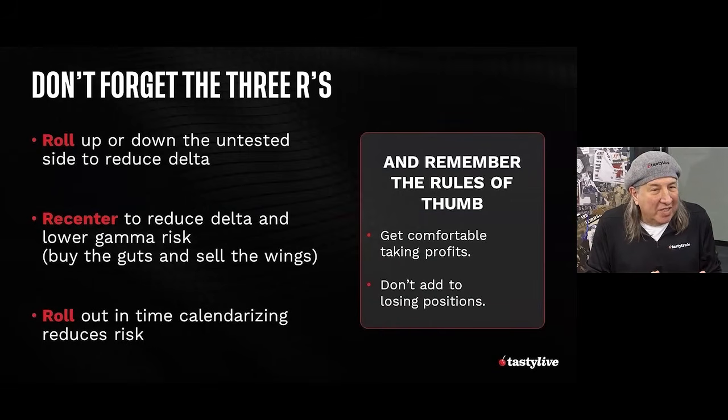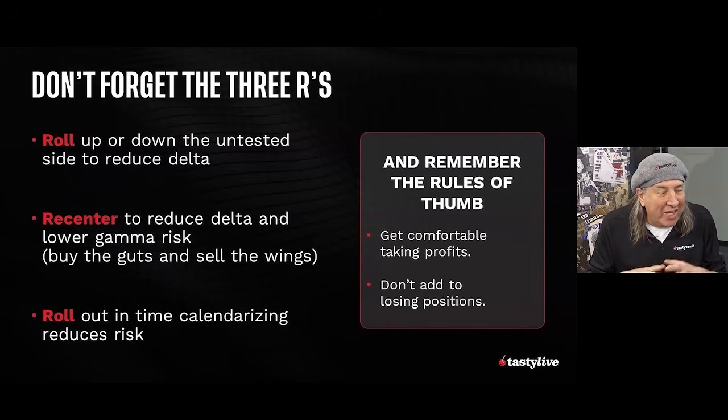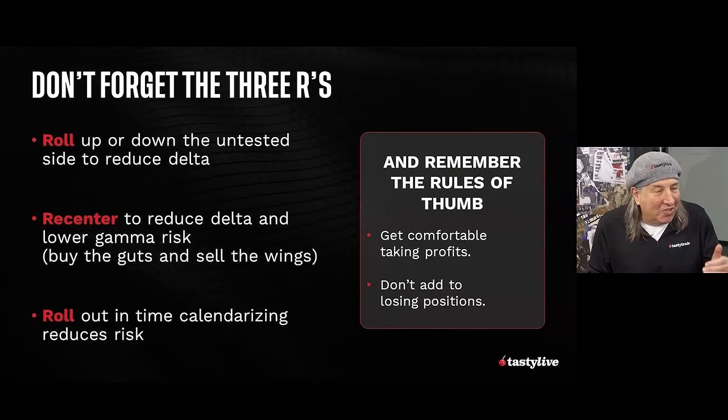The first thing, don't forget the 3 R's. Roll up or down the untested side to reduce delta. When you're going through your positions, the market just opened, and you see that your deltas are a little out of whack in one underlying. Like you think you should be flat, but now all of a sudden you're short 200 deltas. Then, assuming you have a put and call position on, you're going to take that put position, whether it's a spread or a naked put, and roll it up. We call that rolling up the untested side. The tested side is the side that's being challenged, that's creating the deltas, but you're not going to touch that. You're only going to touch the untested side.